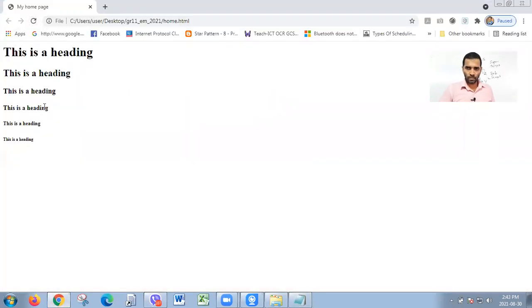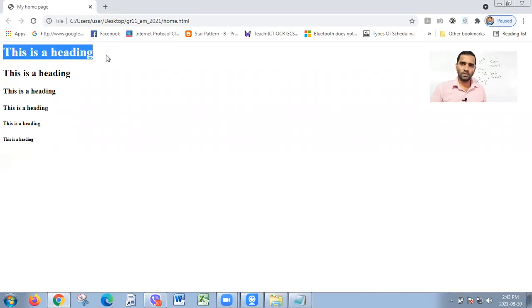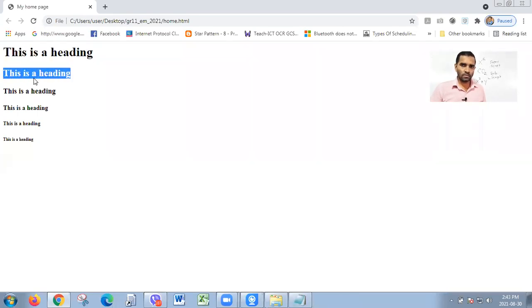See, now you have 6 lines, and also note the sentences, not the heading. They are bold, and look at the sizes. This is the largest size. And then this is H2, that becomes a little smaller, but still it is in bold. You can see the bold effect. Then the third one, that is also a heading, but smaller than H2. It is also in bold. Like that, this is the smallest one, that is also bold.